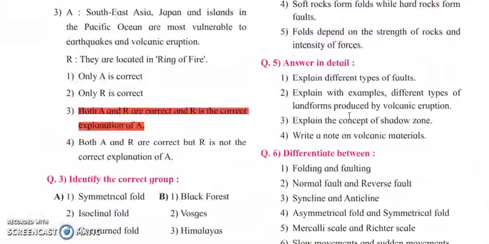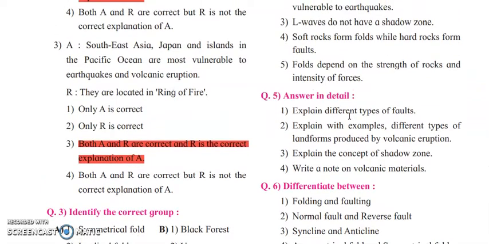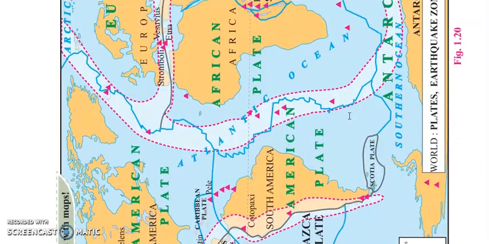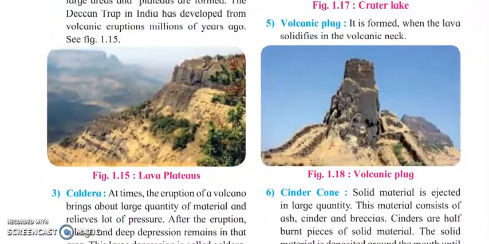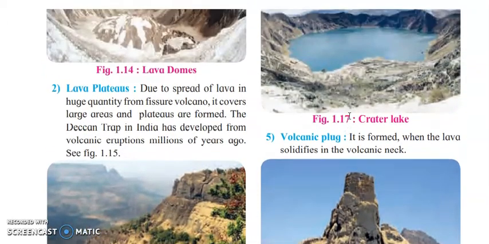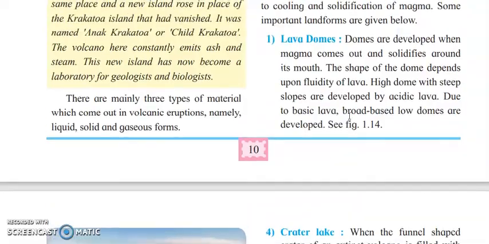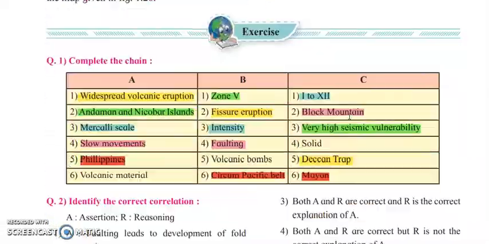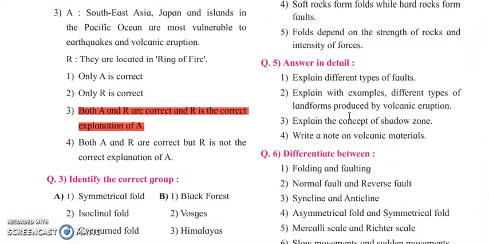Next question is about explain with example different types of landforms produced in the volcanic eruption. There is a topic about landforms. You have so many landforms. Any 4 you can explain, like crater, caldera, cinder cone, volcanic plug, lava plateaus, crater lake, lava domes. Okay, so these are the volcanic landforms which you can write the answers from the textbook itself.